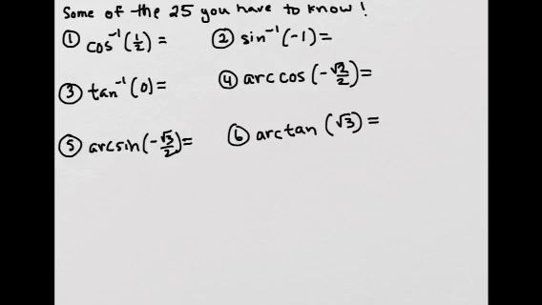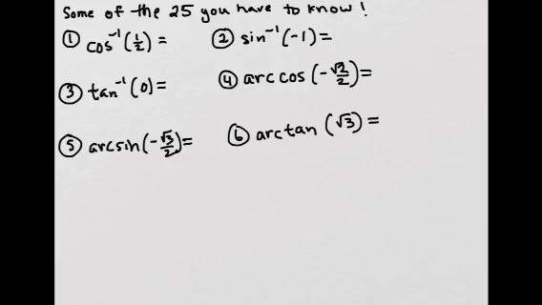Okay, so there are 25 inverse trig function values that are possible on the unit circle. These are 6 of them. You had a handout with them. They're in your notebook, and I've given you several assignments with some random ones in there. So you should be able to answer these kinds of questions.